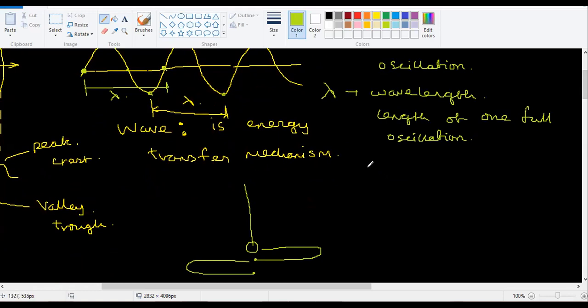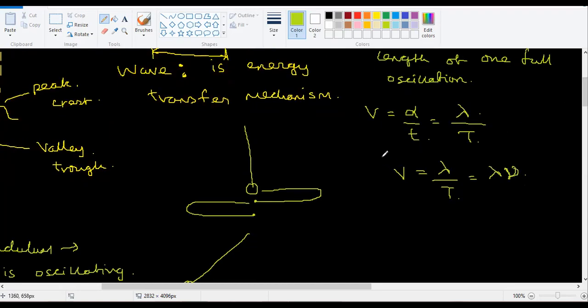So if I want velocity, velocity is equal to distance by time. What is the distance of one full oscillation? Lambda. What is the time taken by one full oscillation? Capital T. That means this is a very important formula. V is equal to lambda by T. But what is 1 by T? It is frequency. That means V is equal to lambda by T, or lambda into nu, is what is called the wave equation. It's very important.